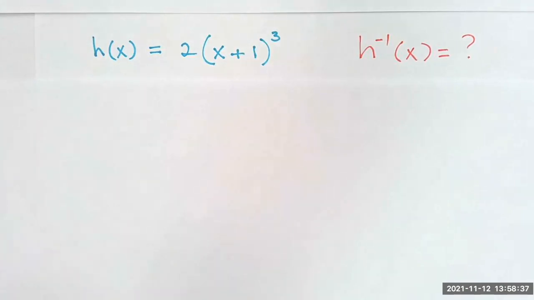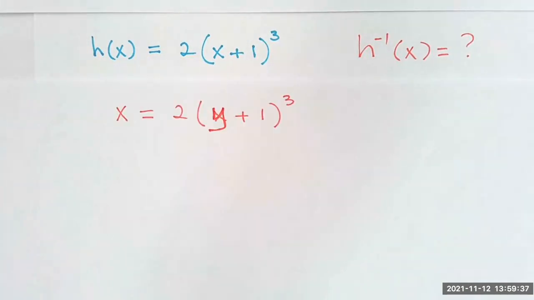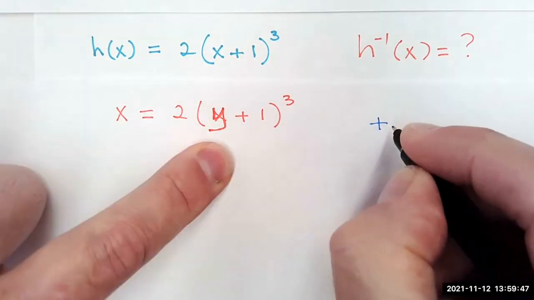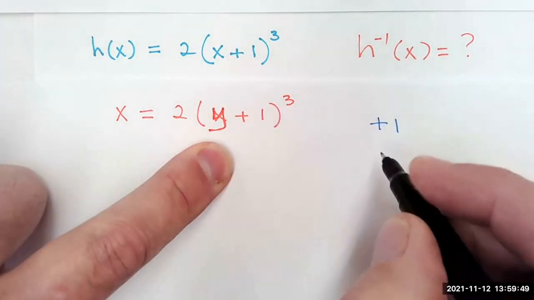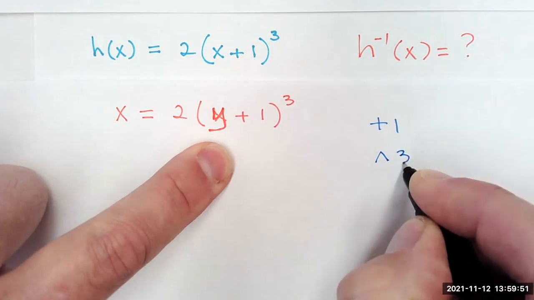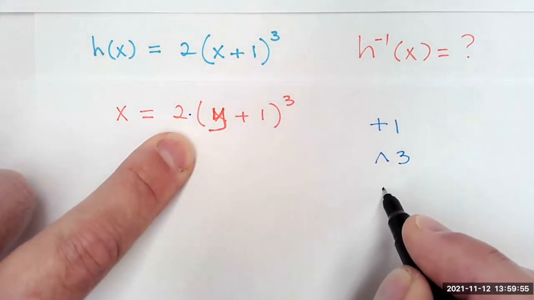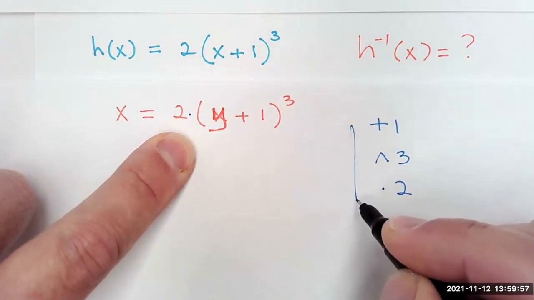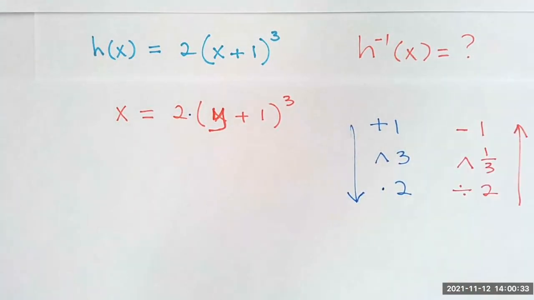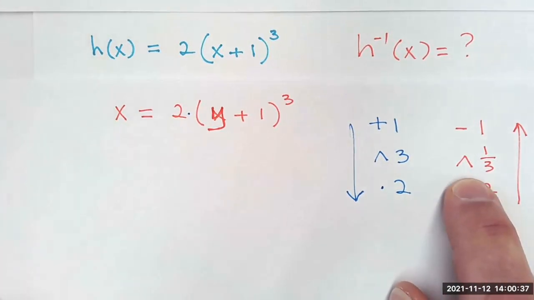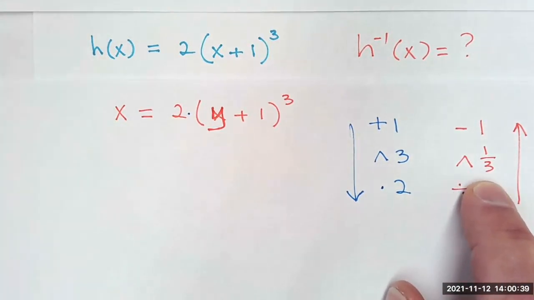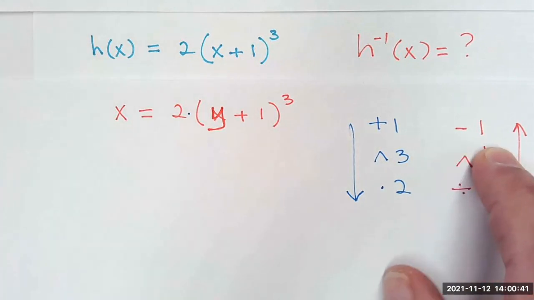Let's first start by exchanging x with y. And now we can list the order of operations: adding 1, cubing, raising to the power of 3, and then multiplying by 2. We reverse those and use the inverse operations, and we get divide by 2, raised to a power of 1/3, or cube root, and then subtract 1.